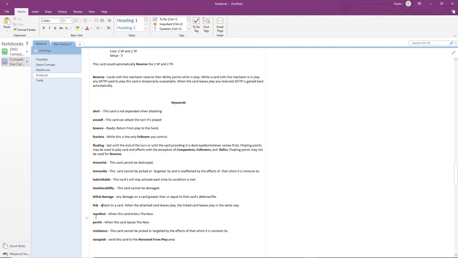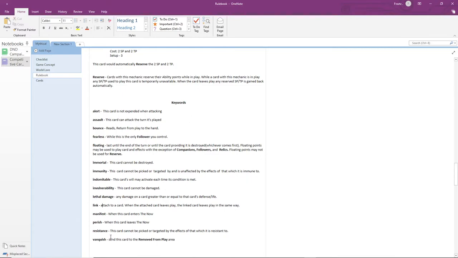Now, the next keyword I added is manifest. And this just means when this card enters play. Some cards, like say clerics, will have an effect when they enter play, like you gain a certain amount of life. And the one right after manifest is perish, which is the opposite of entering play. So when this card leaves play, an effect goes off. And then the last keyword I added is resistance.